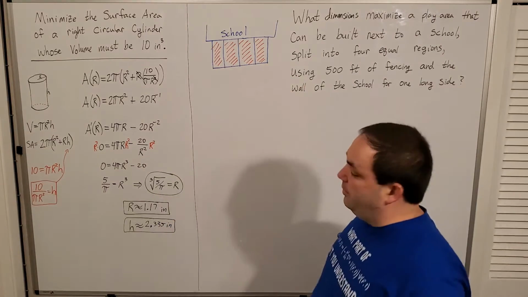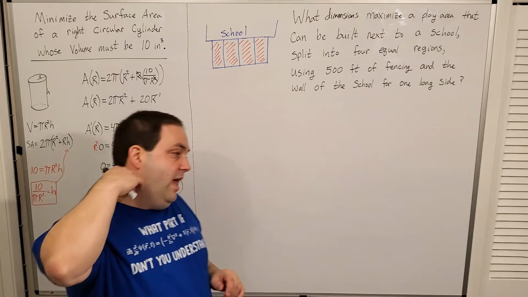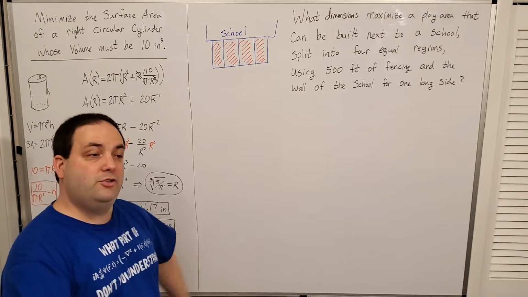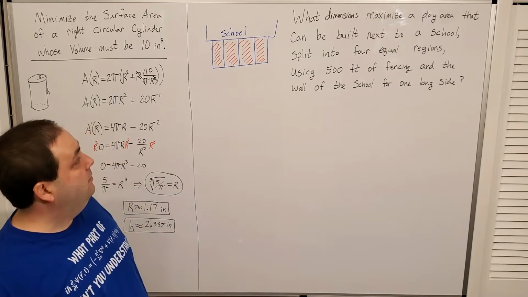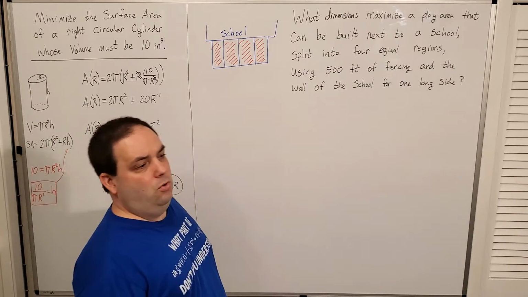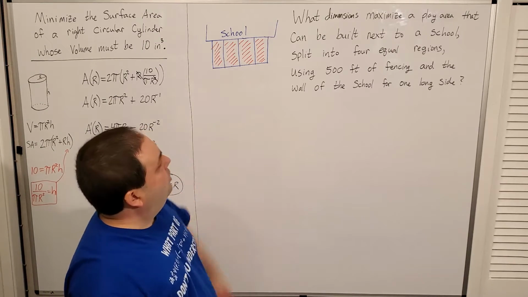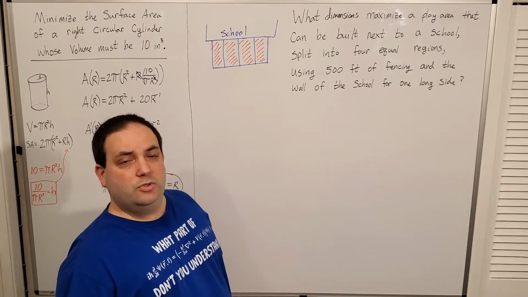Here's another common problem, and that is to create some sort of area with a fence that has some other barrier so that you can save yourself some fencing. People do it with horse pens next to a lake, or pig pens next to a barn, or whatever. I chose to do a playground next to a school, right?